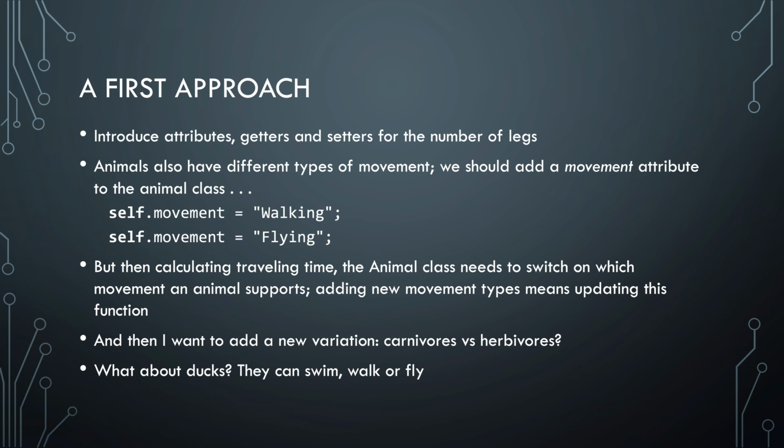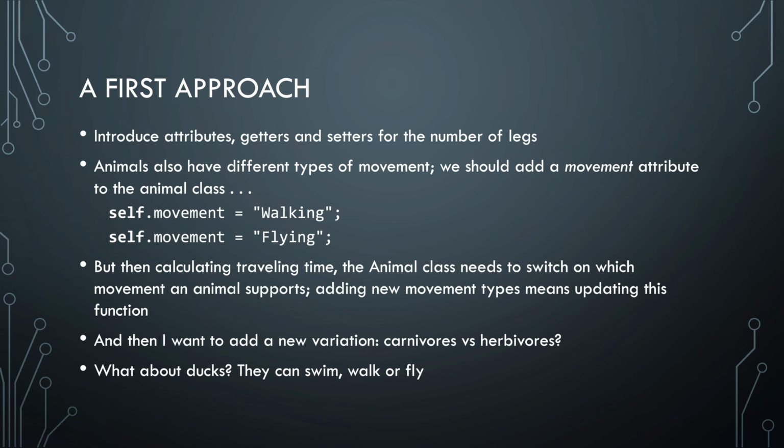We can use attributes for the various properties. We add an attribute for the number of legs and for the type of movement the animal supports. But then, if you need to calculate travel time, the animal class needs to switch based on the type of movement an animal supports. If you add another movement type, you need to update this function.